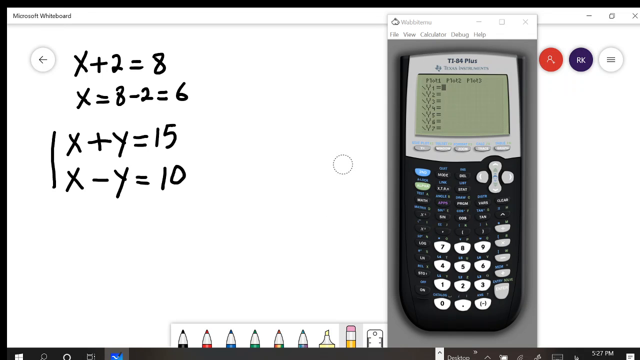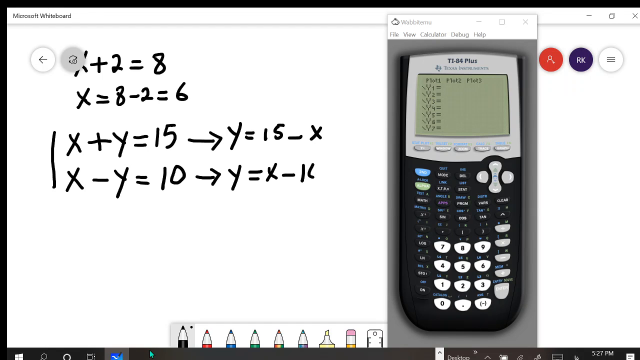Okay, here we go. So what I have to do is convert these to y equals 15 minus x and y equals, if I move the y to this side and 10 to that side, x minus 10, right? So basically what I have is 15 minus x in y1, and in y2 I have x minus 10, and then I go to zoom 6 and graph them.